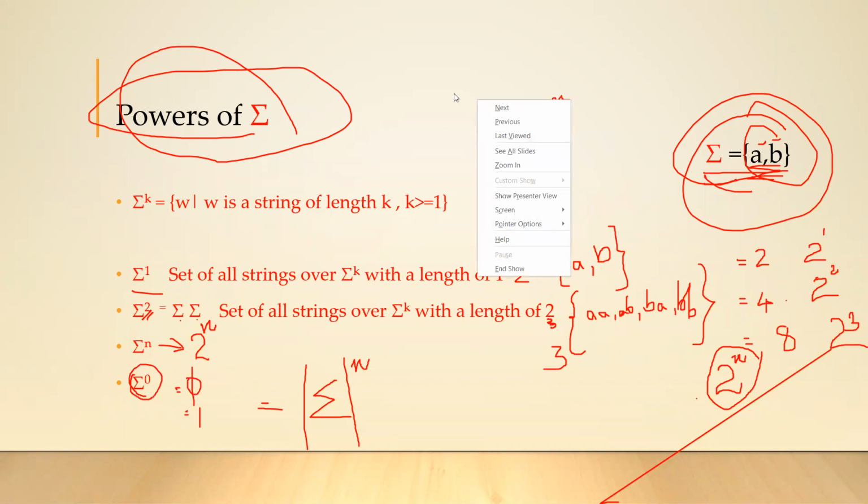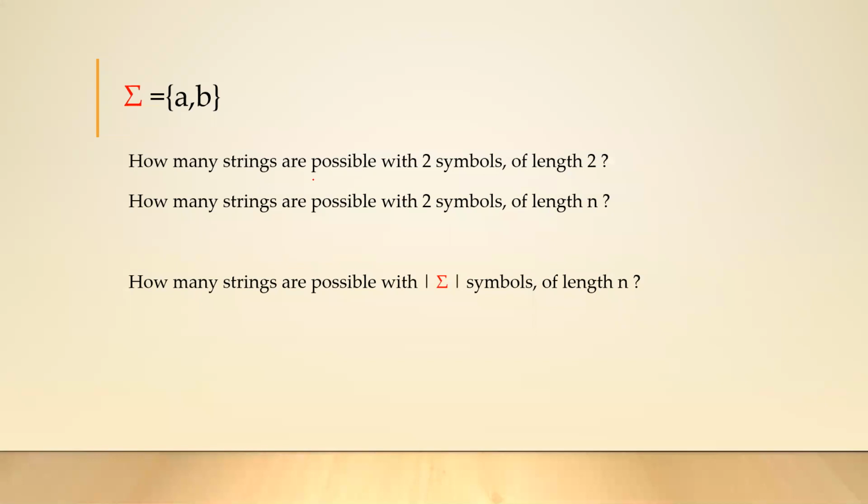Okay. So now let's do a quick revision. How many strings are possible with two symbols of length 2? My sigma I've taken into consideration is equal to AB. How many strings are possible with two symbols, length 2? You know, it is AA, AB, BA, BB. So it's 2 raised to 2, which is 4.